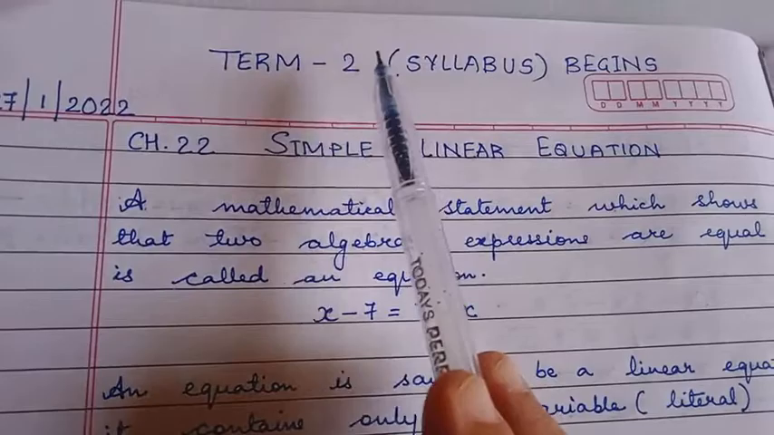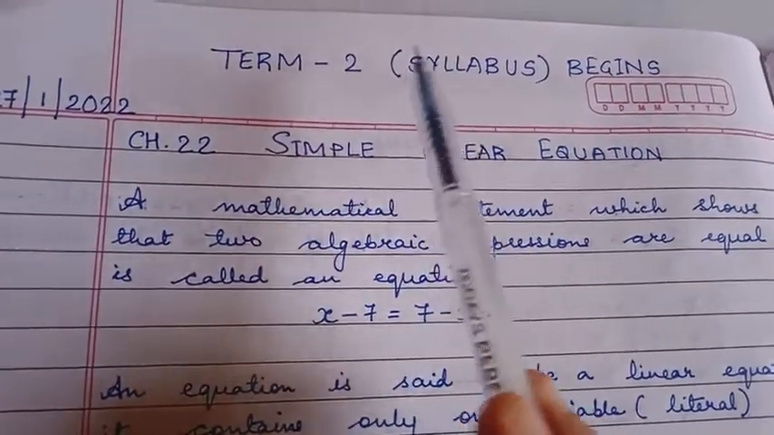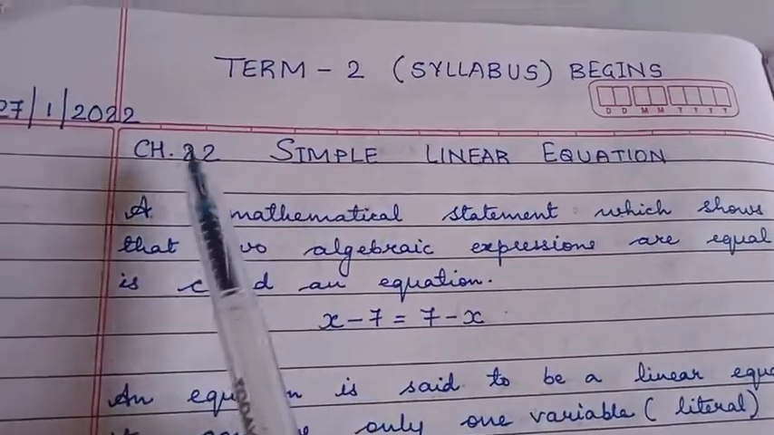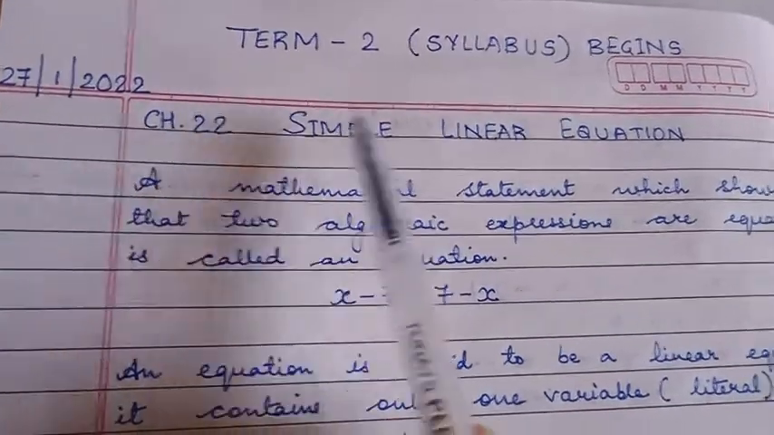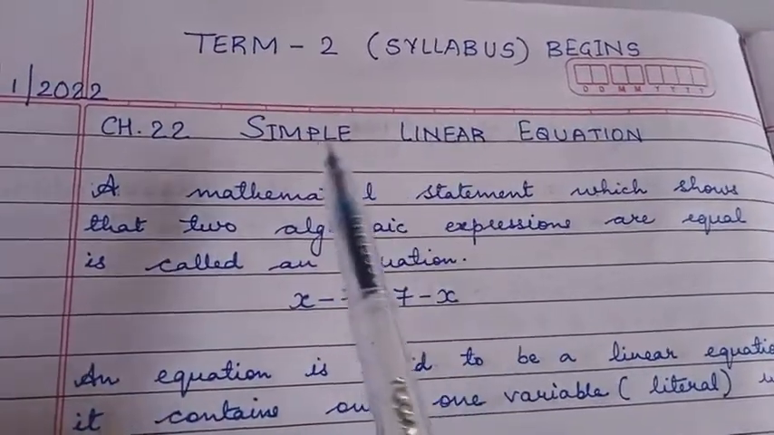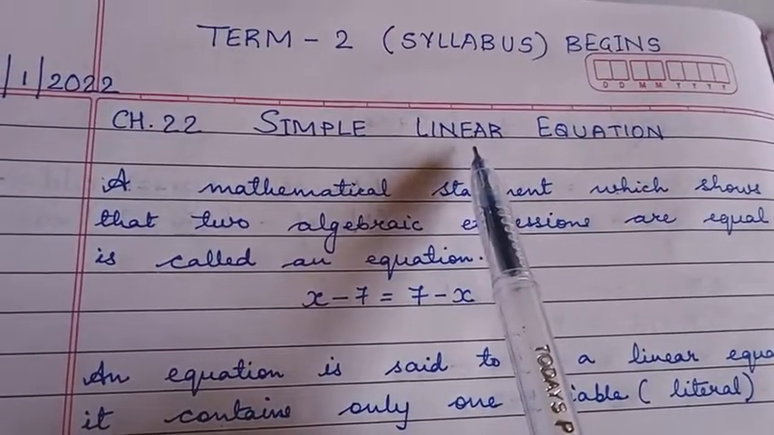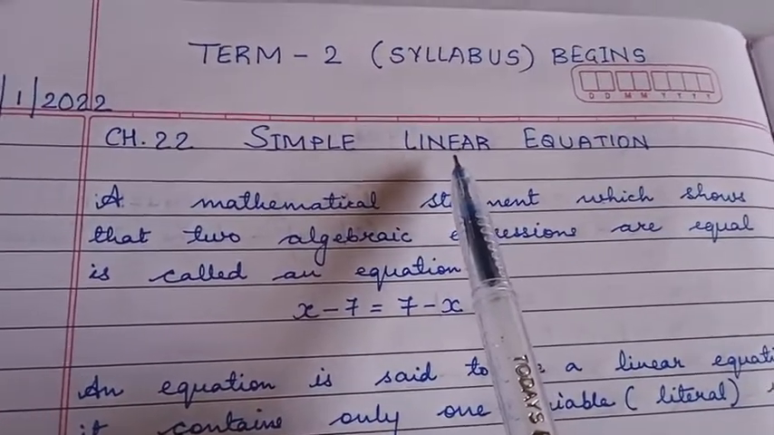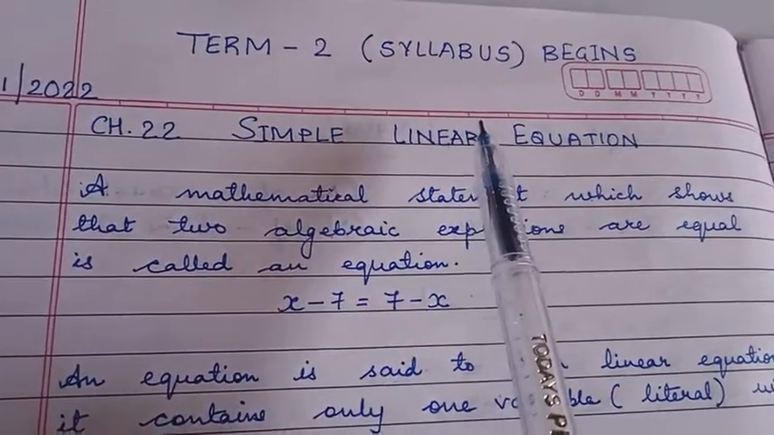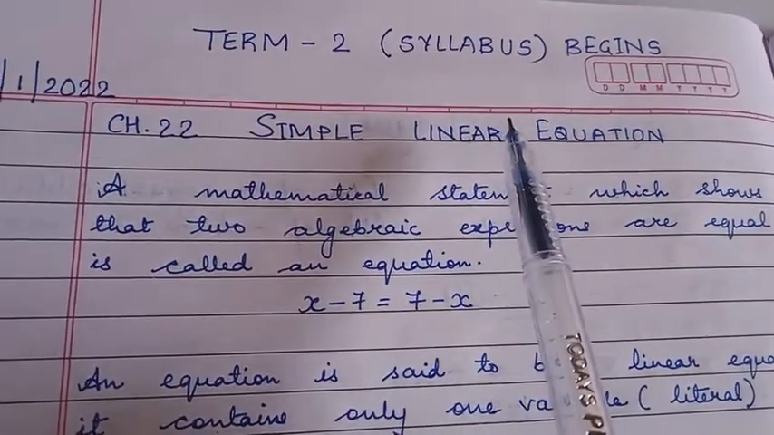Few chapters will be there from unit test 2 as well. And we have selected chapter 22, simple linear equation. So this concept is for the first time, so please pay attention. All right, it's easy. Once you understand the concept, it's very easy.